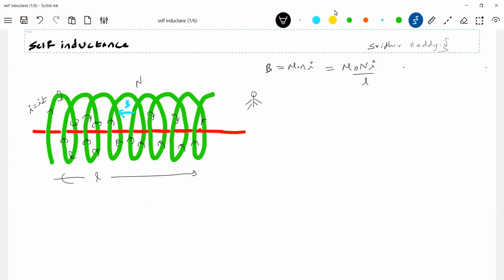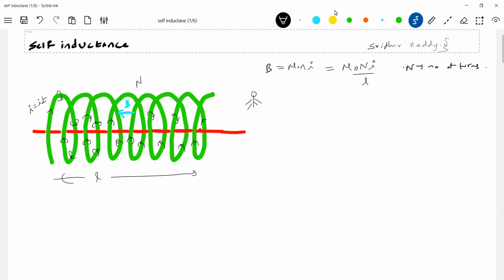Then how many turns are there? N number of turns. So you can count like this. What do you mean by turns? 1, 2, 3, 4, 5, 6 like this. That will become N. N stands for the number of turns here. And l is the physical length, not the length of the wire used.